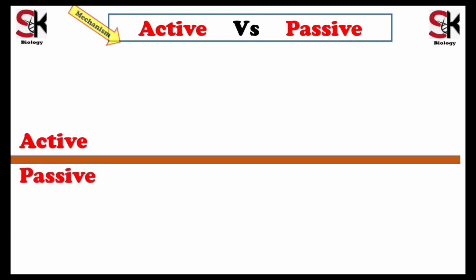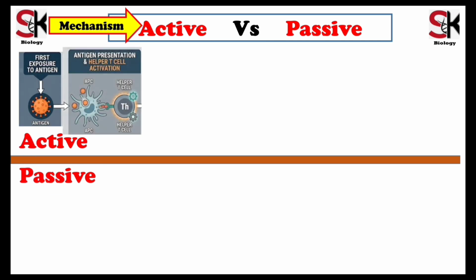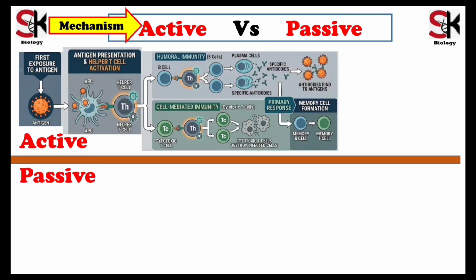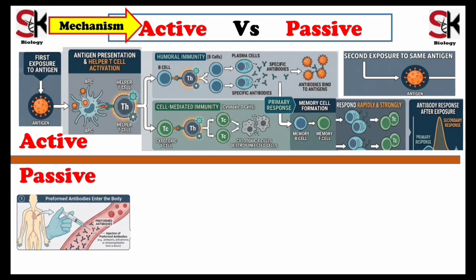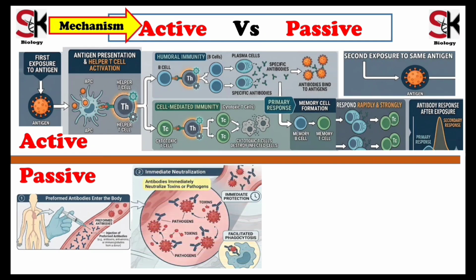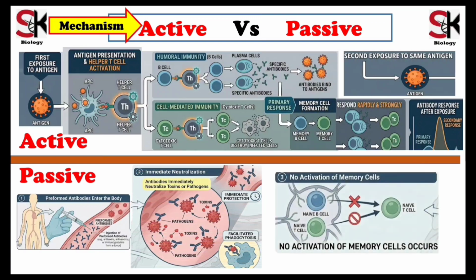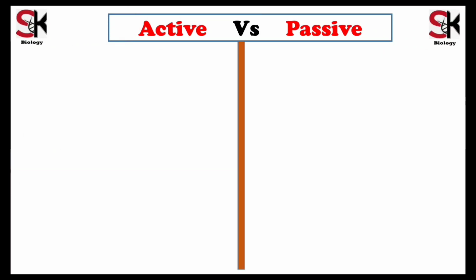Now, let us understand the mechanism of active and passive immunity. In active immunity, antigen enters the body and stimulates B cells and T cells. The immune system produces antibodies as well as memory cells. This process takes time but provides long-lasting protection. In case of passive immunity, ready-made antibodies are directly introduced into the body. These antibodies immediately neutralize the pathogen, but since memory cells are not formed, protection lasts only for a short period of time.